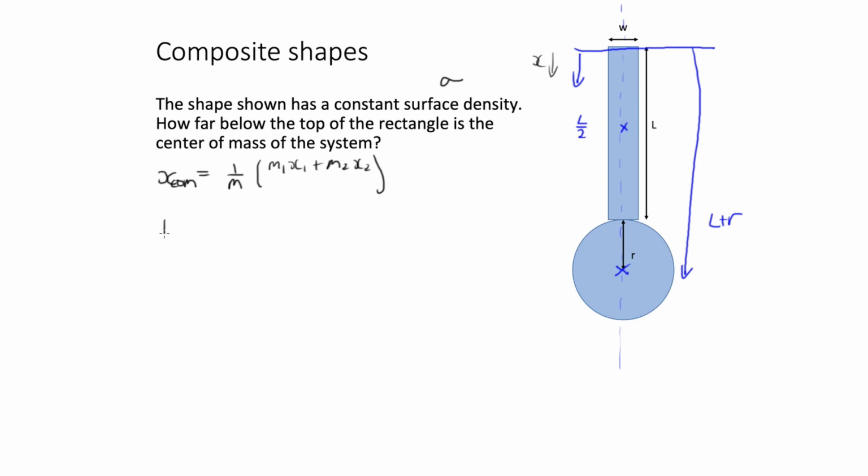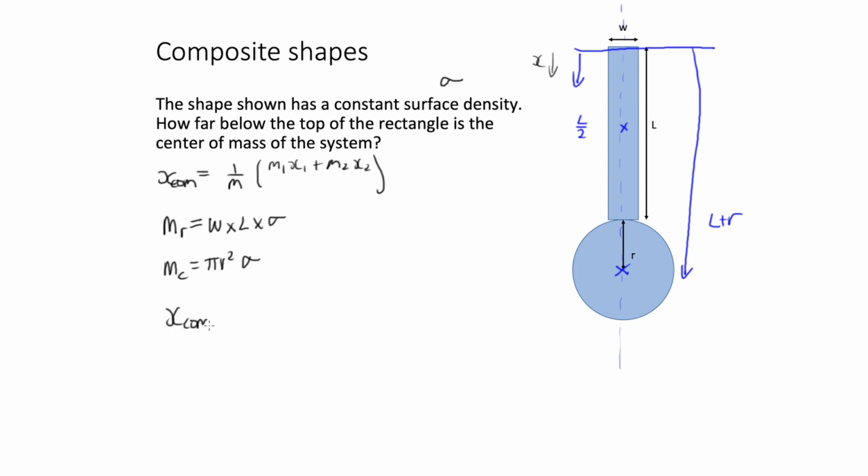So for the rectangle, the mass is going to be equal to the area of the rectangle, which is W times L, times the surface density. And the mass of the circle is going to be equal to the area of the circle, which is pi r squared, times the surface density. So we've now got the location of the center of mass of each of these shapes individually, and we've also got the mass of them. So we can put that into this equation.